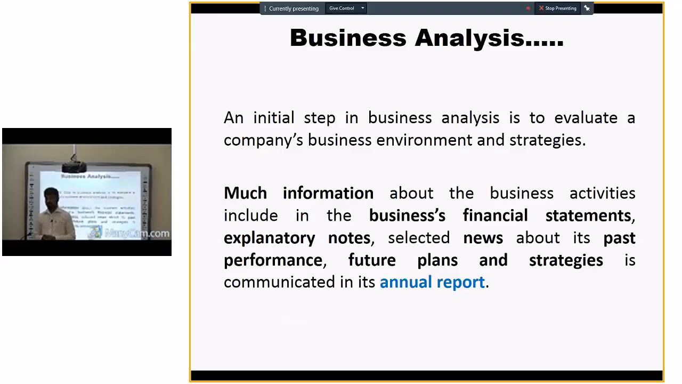Now, to make that type of decision, we can use information from different sources. Yes, here you can see the sources: financial statements, explanatory notes, selected news, and past performance information given by each organization, and future plans, that means director changes and future projects, right? Policy changes, all are important to make decisions, qualitative as well as quantitative.